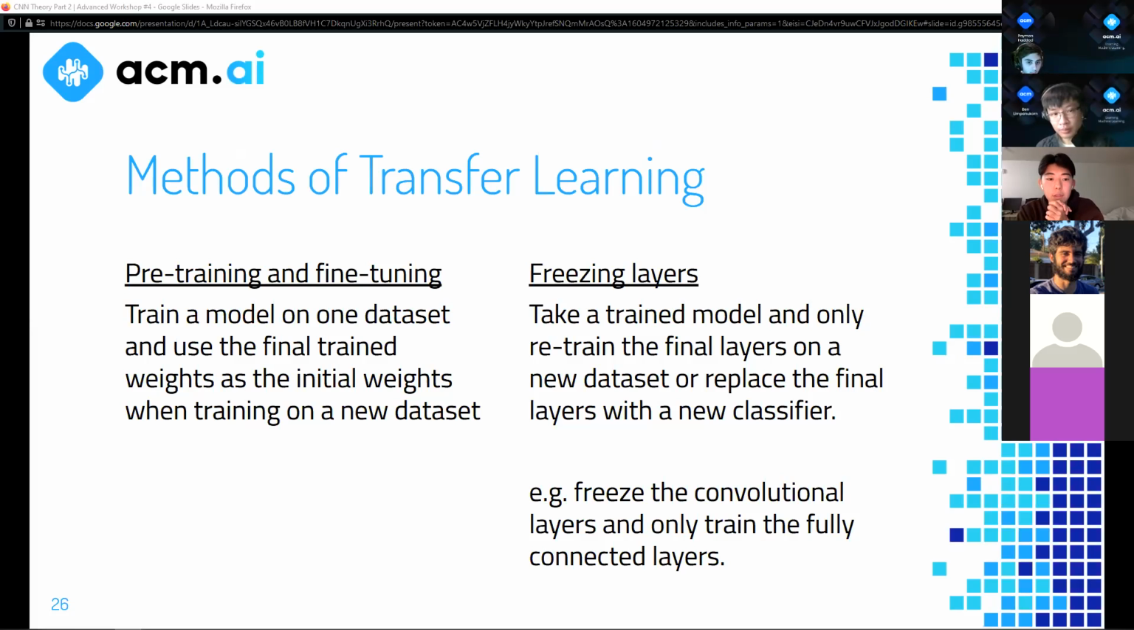Pre-training and fine-tuning: we train a model on a particular data set and then use those final weights. All of those filters, that big volume of filters, we're going to be using all of those values as the initial weights for our new model training.